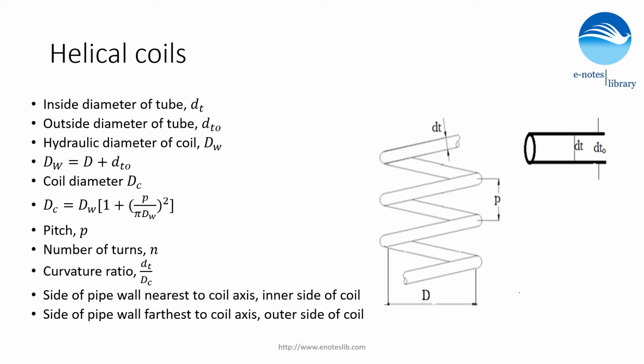Next, the inside pipe wall is the one nearest to the coil axis. This is the inner side of the coil. The side of the pipe wall farthest from the coil axis, this one, is the outer side of the coil.